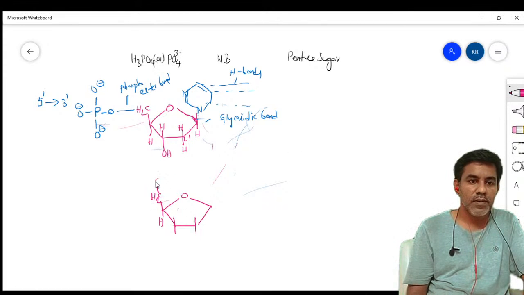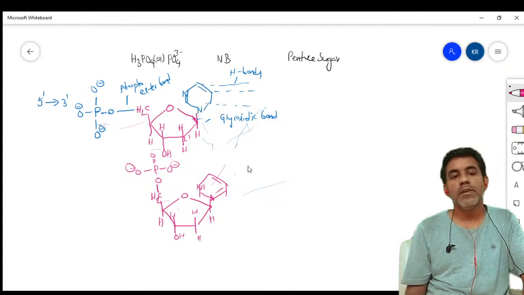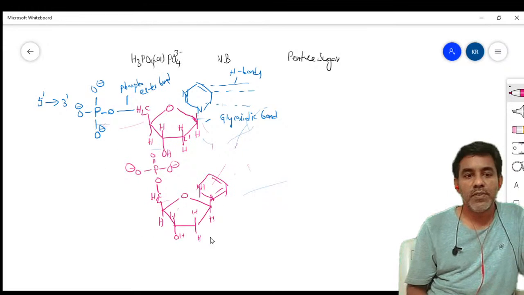Here CH2OP, here one more oxygen, O minus, O minus, H, H, H, H. Here it is H, and here one more molecule of nitrogen base. So this is another nucleotide.